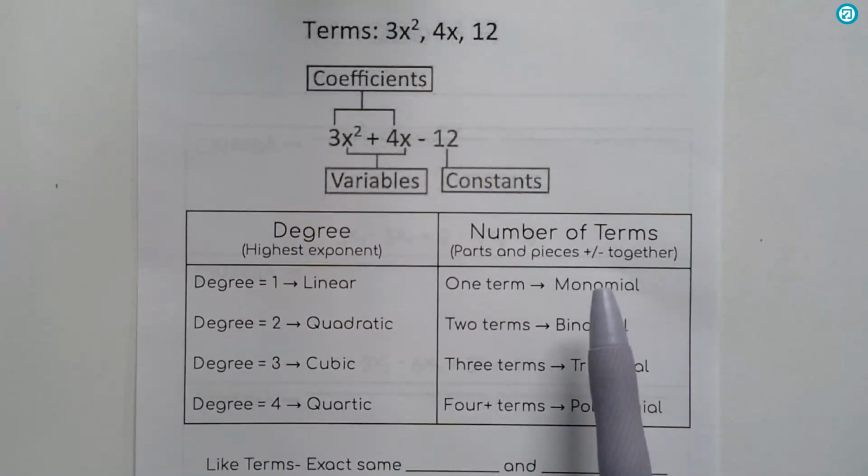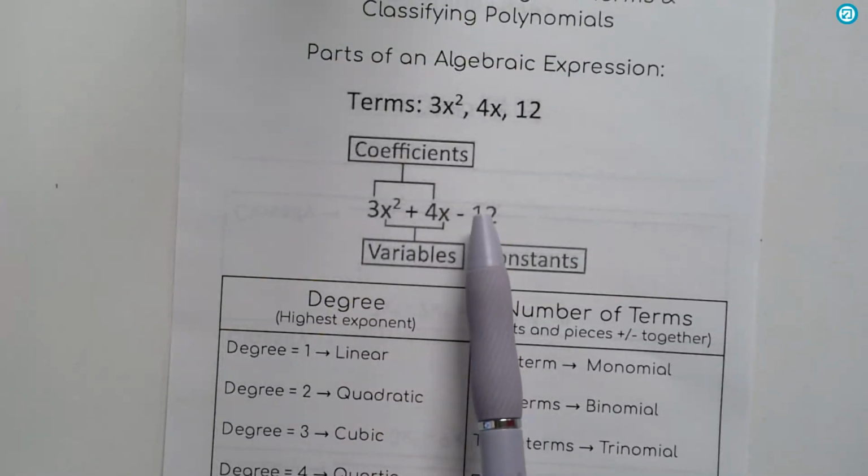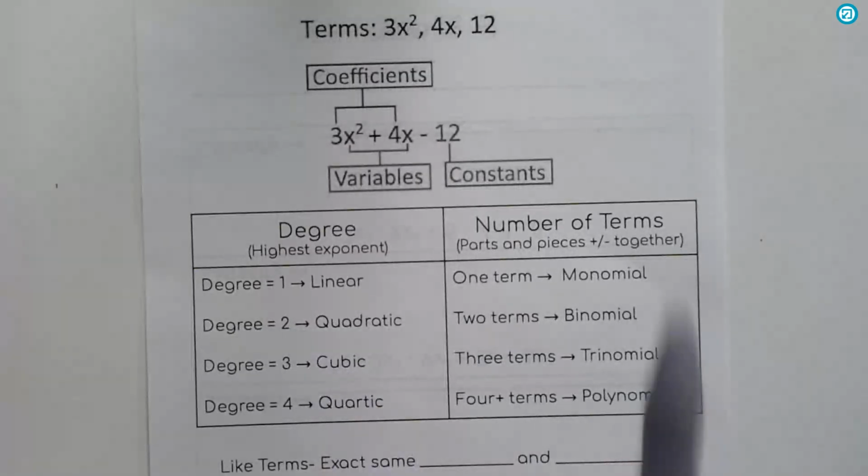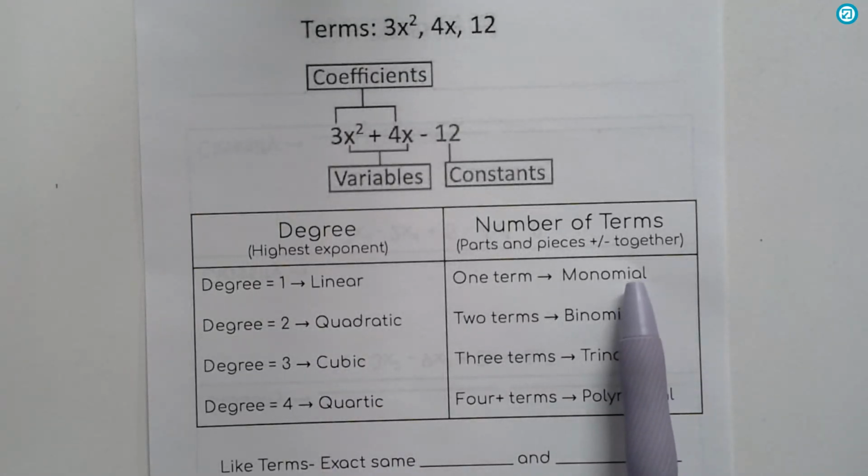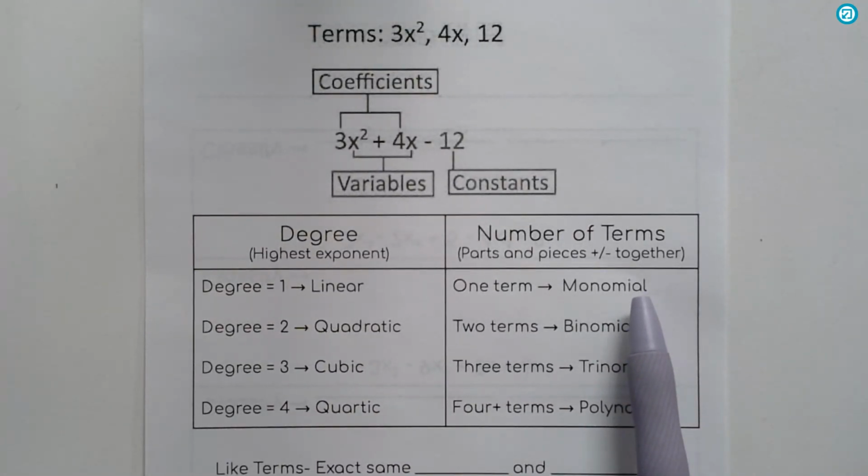And then we'll also classify on the number of terms. This one here has 1, 2, 3 terms. If it has one term, it's a monomial. Mono means one. Monogamous means you're married to one person, or in a relationship with one person. 2 terms is binomial, so think a bicycle has 2 wheels. 3 terms is a trinomial. A tricycle has 3 wheels.